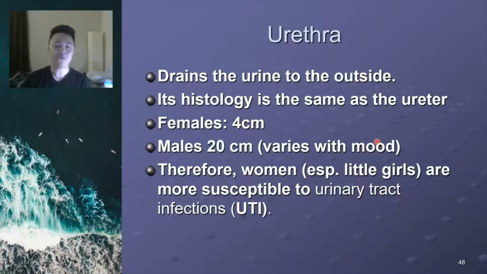Okay, so therefore women, especially young girls, are more susceptible to a urinary tract infection because the urethra is so short in length that the bacteria cells like E. coli, which is of course found in the gut, and the rectum is right nearby the female urethra, and so therefore there's a chance that E. coli cells could find their way into the urethra and cause a UTI.